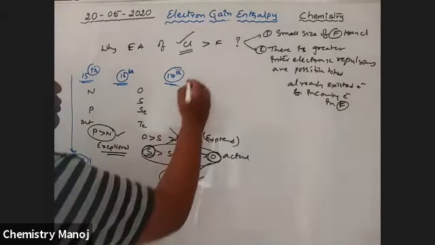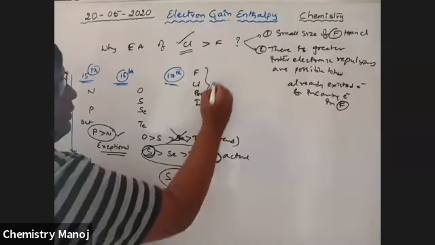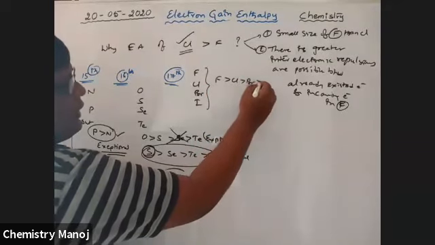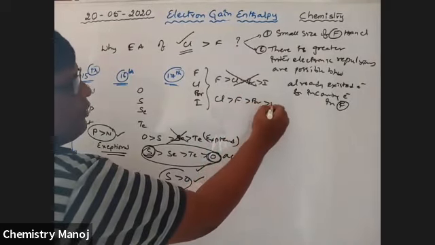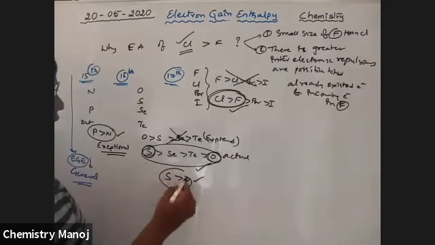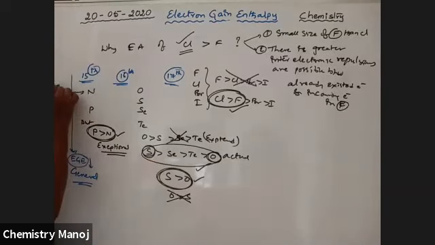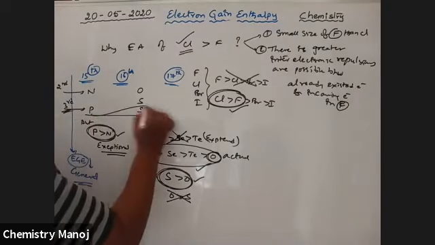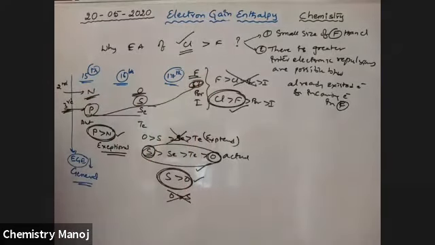But in the 17th group, fluorine, chlorine, bromine, iodine, the halogens. We expected fluorine greater than chlorine greater than bromine greater than iodine. Wrong. Chlorine greater than fluorine greater than bromine greater than iodine. It is correct. That is, the electron affinity of Cl is greater. Here the electron affinity of sulfur is greater than oxygen, and the electron affinity of phosphorus is greater than nitrogen. This is a second period element and this is a third period element. So in general, third period elements have electron affinity values more than those of the corresponding second period elements.